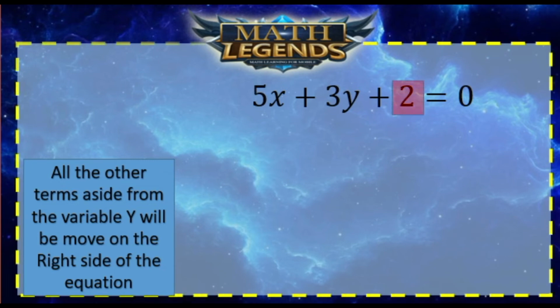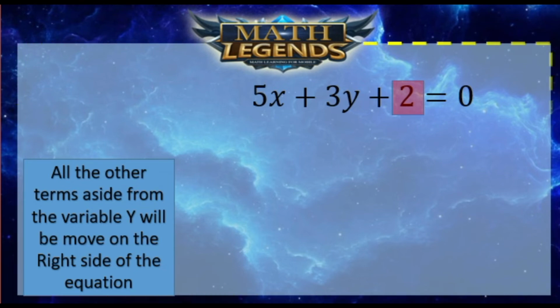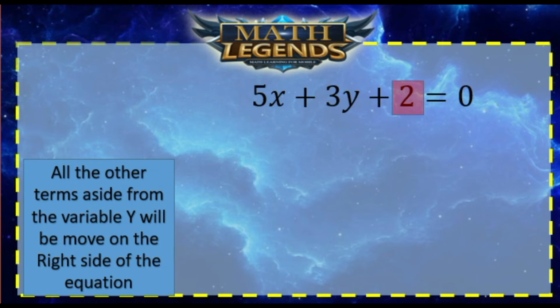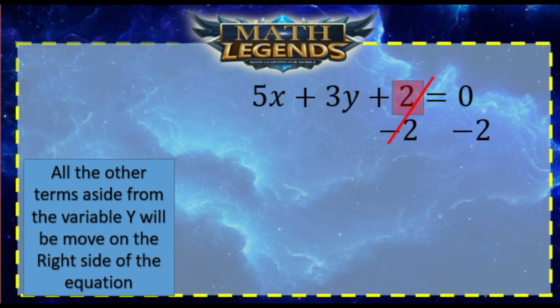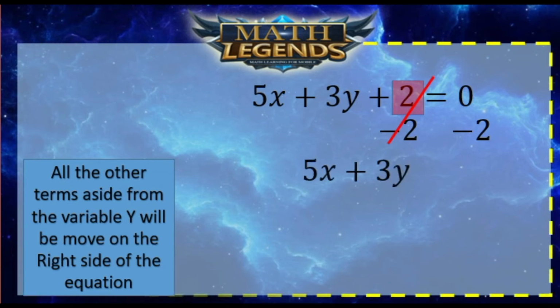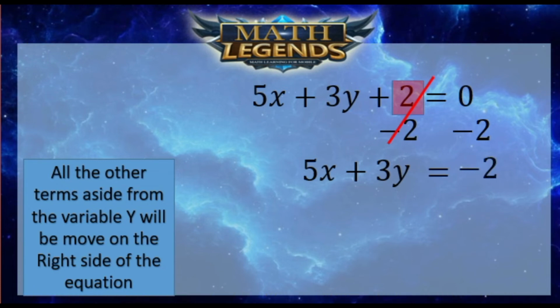So we have here positive 2. In order to move it to the right, what we are going to do is add it to its inverse. The inverse of positive 2 is negative 2. So if we add negative 2 on the left side, we're going to add negative 2 on the right side. So we are going to cancel 2 and negative 2 since it will become 0. So therefore, from the left side, we will have 5x plus 3y that is equal to 0 plus negative 2, that the answer will be negative 2.